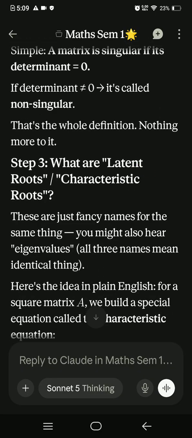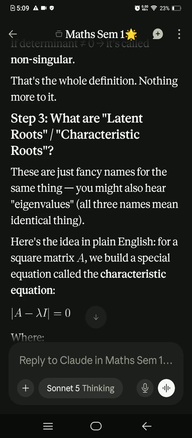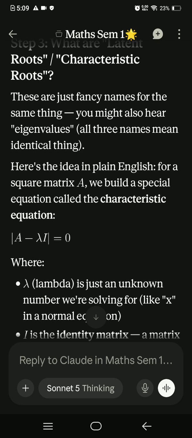Anyway, so step 3, what are latent roots or characteristic roots? So these are just fancy names, lol, for the same thing. You might also hear eigenvalues. Well, this is more common to me, at least. All three names mean identical things. So latent root, characteristic root, or eigenvalues all say the same thing. Here's the idea in plain English.